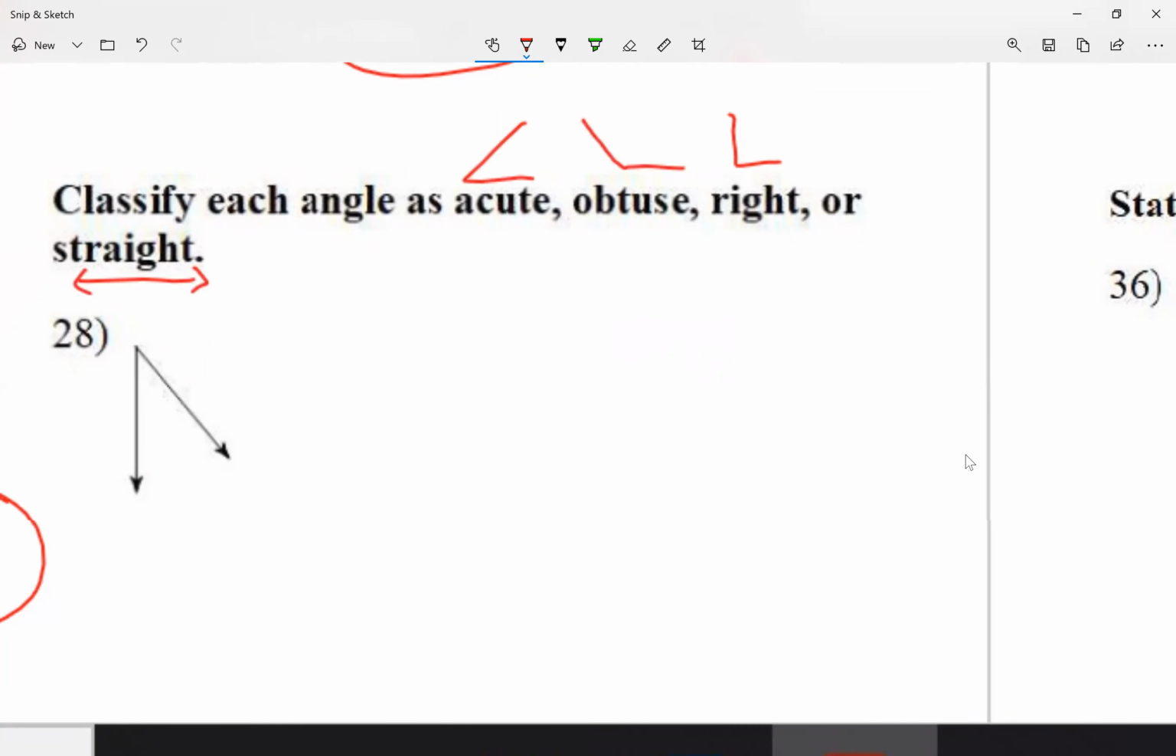Right? It looks straight. Now looking at this figure, question number 28, that one seems to be acute. It looks less than 90, more than 0, so that makes it acute. I don't need to measure it to find out exactly how big it is, as long as it's between 0 and 90. I don't really care how big it is.